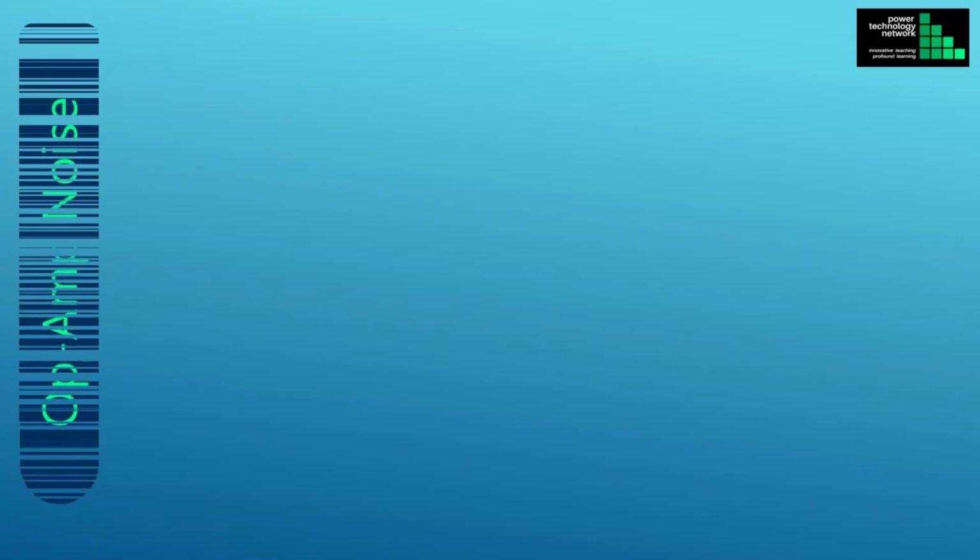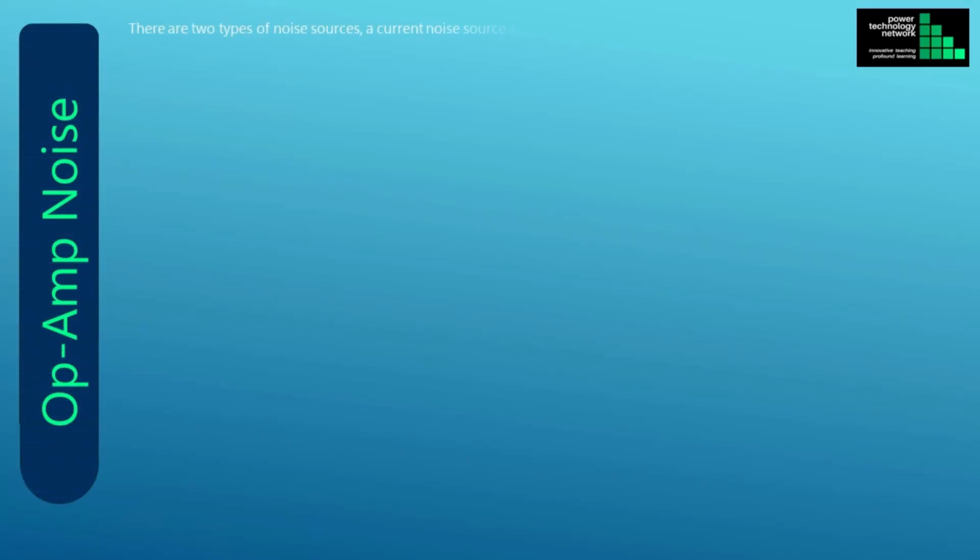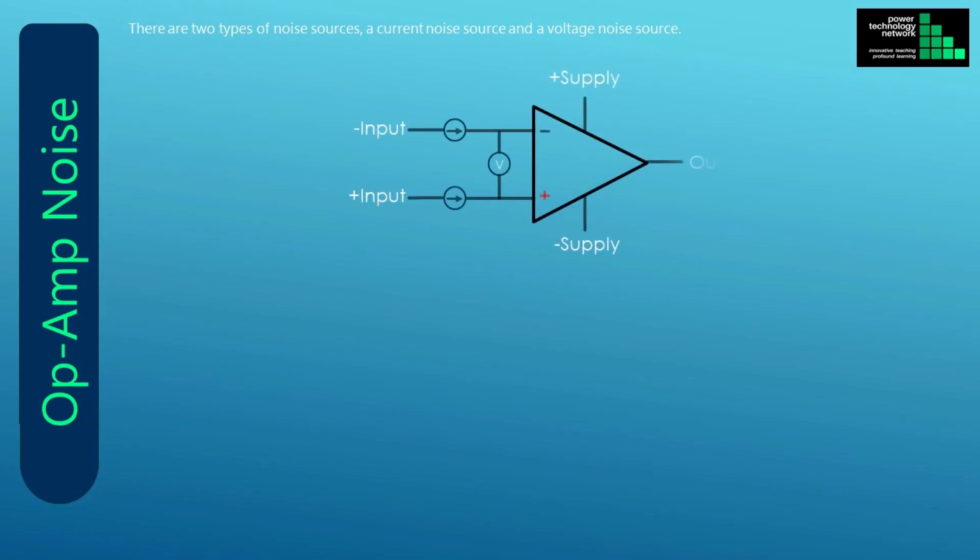This section is about the various noise components that are generated inside the op-amp. There are two types of noise sources, a current noise source and a voltage noise source. These two noise sources are added to the now familiar op-amp. The current noise sources are connected in series with each of the input terminals. The voltage noise source is connected in parallel across the same input terminals.